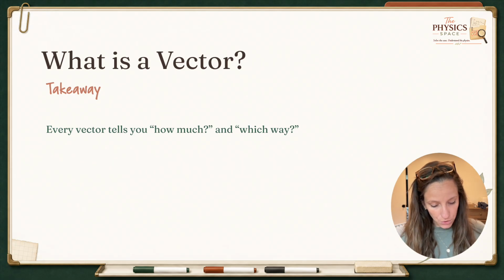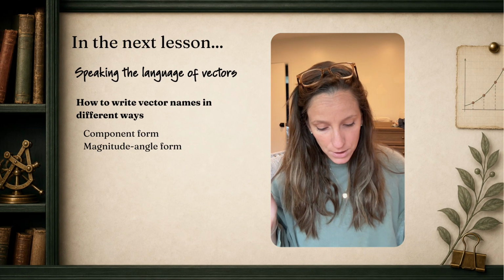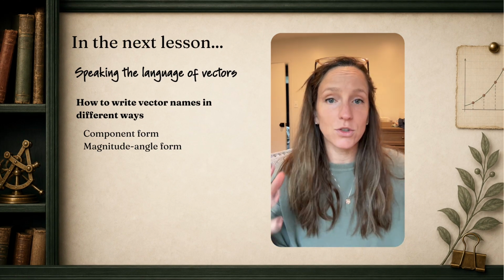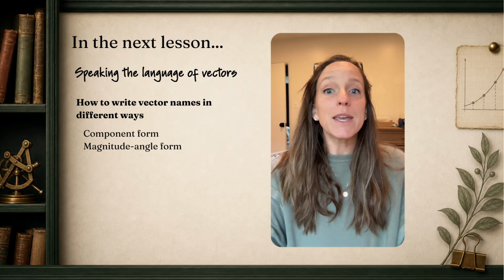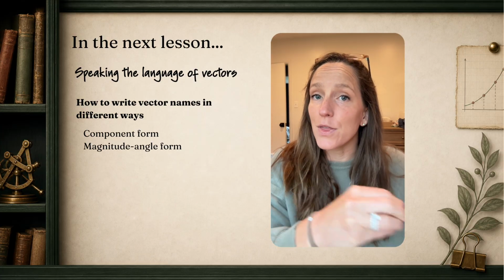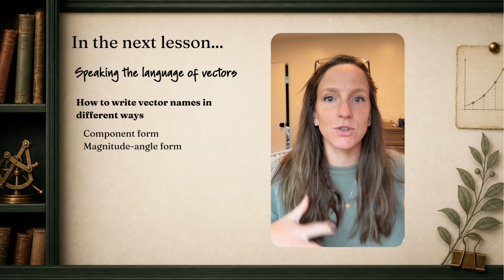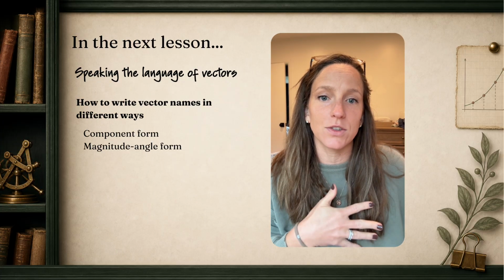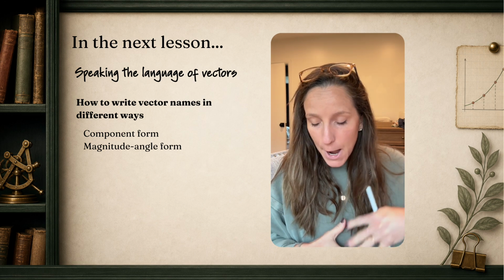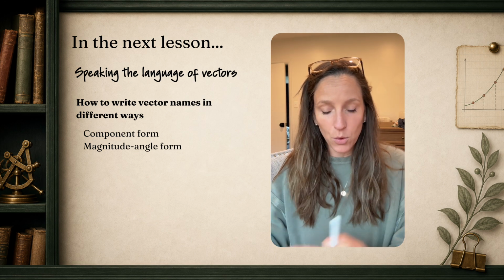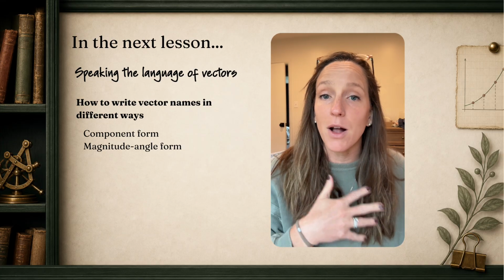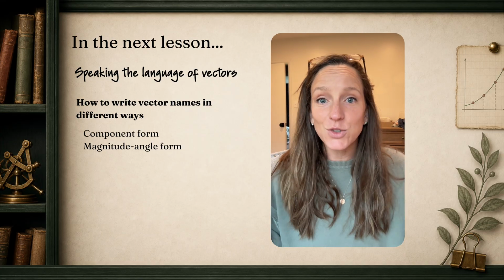All right, so in video number 2, we are going to talk about how we speak the language of vectors. How do we draw them? How do we write the names of vectors? There are different kinds of notations that we can use when describing vector quantities, which include something called component form and magnitude angle form. And from there, we're going to get into some other vector skills like vector addition. So I hope that helps.